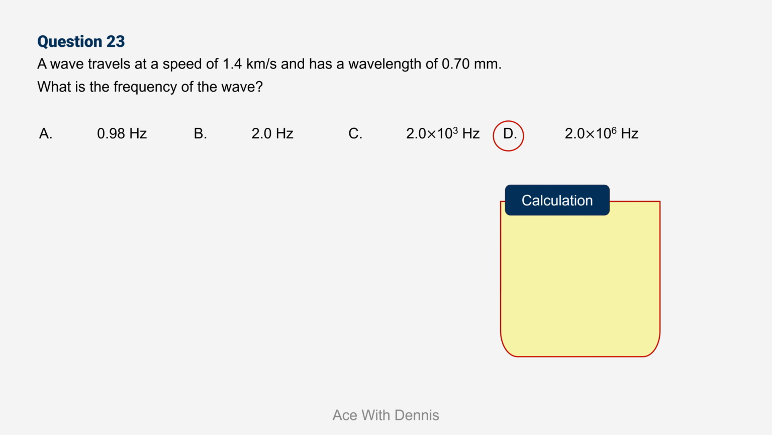So here's the calculation. We'll use the wave formula v equals f lambda. To find the frequency, f equals v over lambda, where v is the speed of the wave and lambda is the wavelength. For this case, given that it is 1.4 kilometers per second, we write it in meters per second, hence it will be 1400, and the wavelength is 0.70 millimeters. So it will be divided by 0.7 times 10 to the power of negative 3. When we calculate, we'll get 2 times 10 to the power 6 Hz. Therefore, the answer is D.